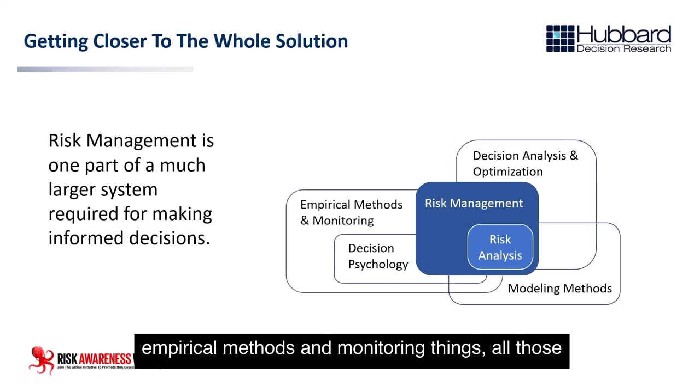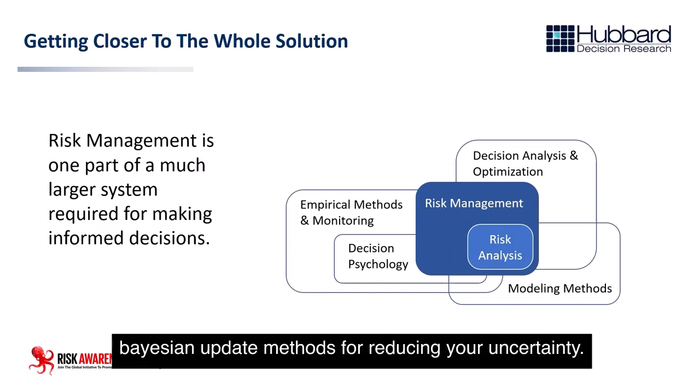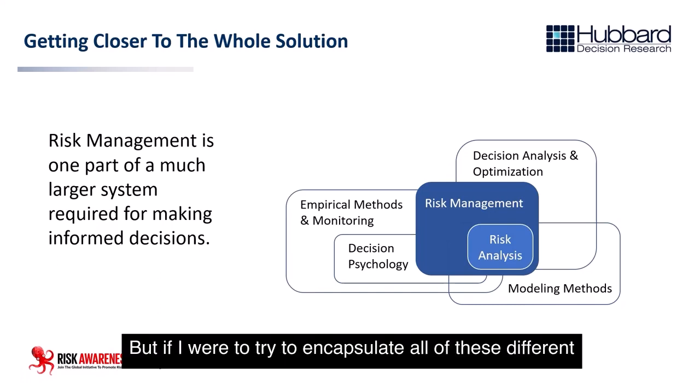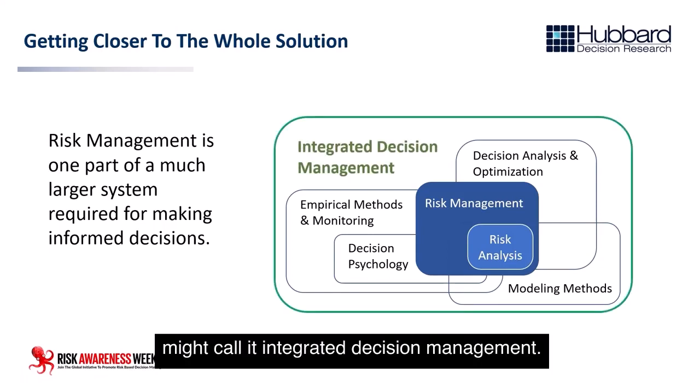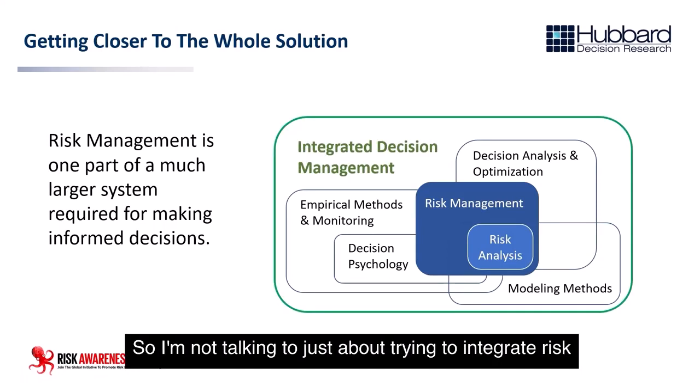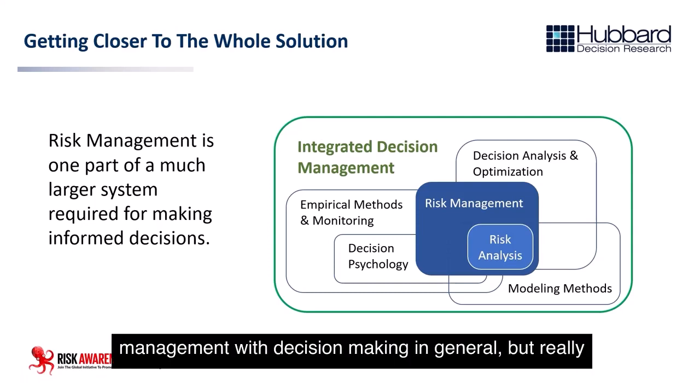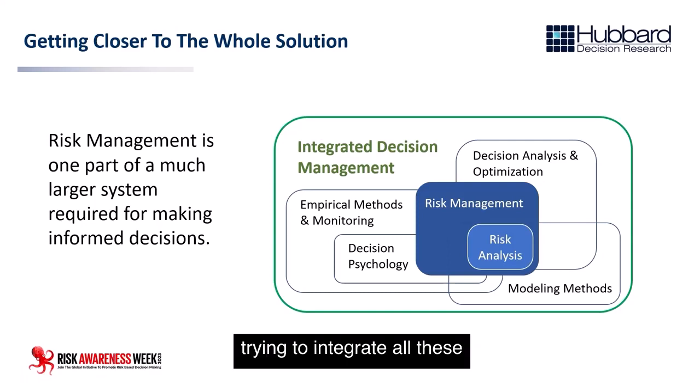Also, empirical methods and monitoring things, all those dashboards and metrics and so forth, and just Bayesian update methods for reducing your uncertainty. But if I were to try to encapsulate all of these different concepts and many more under one cohesive idea, I might call it integrated decision management. So I'm not talking just about trying to integrate risk management with decision making in general, but really trying to integrate all these other parts of decision making.